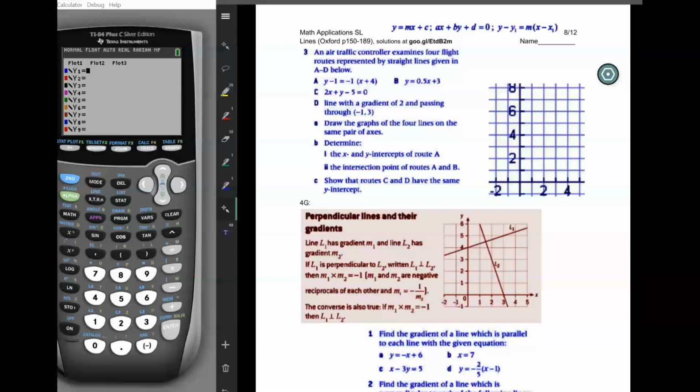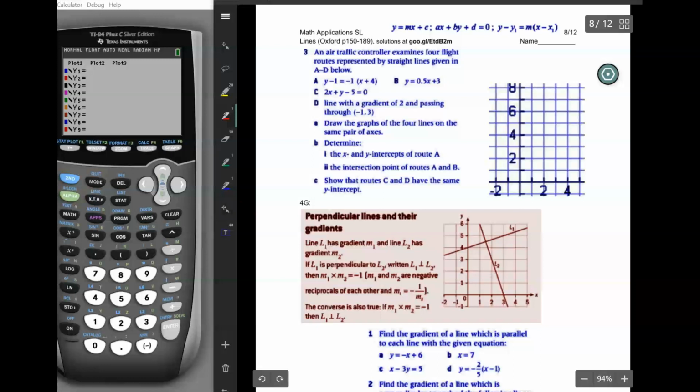Here we are on page 8 of lines. An air traffic controller examines 4 flight routes represented by straight lines given in A through D below. So the first one is given in point gradient form. Remember, there's a couple ways to do this one. The first way is without the calculator.